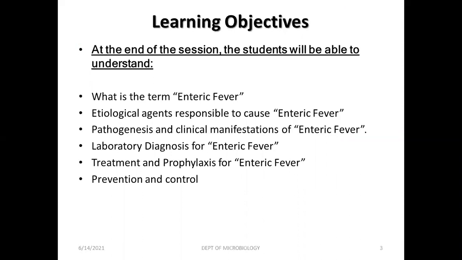the etiological agents responsible in causing enteric fever, typhoid fever, paratyphoid fever, pathogenesis and clinical manifestations of this enteric fever, how to perform laboratory diagnosis for enteric fever, treatment and prophylaxis of enteric fever, prevention and control measures to be taken for controlling and preventing typhoid fever, paratyphoid fever.